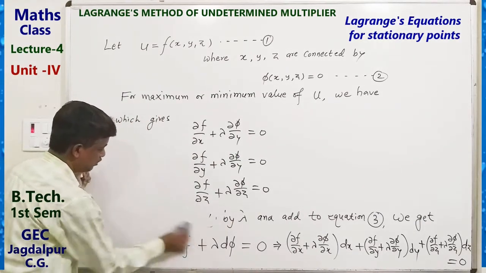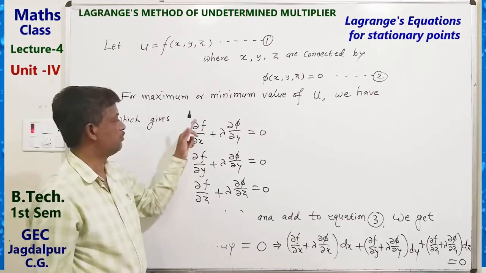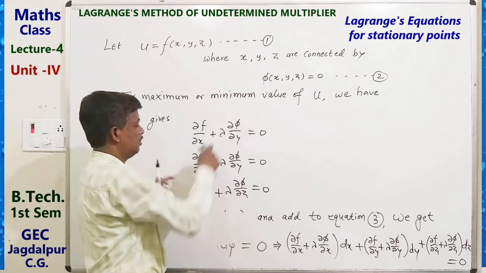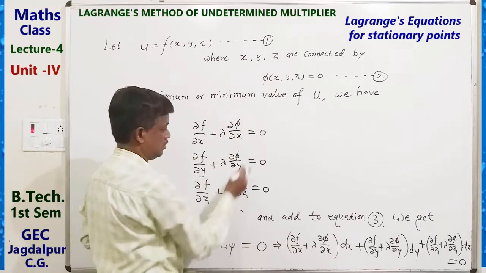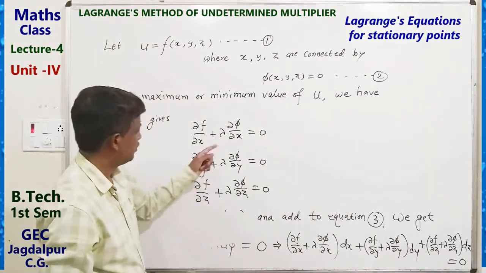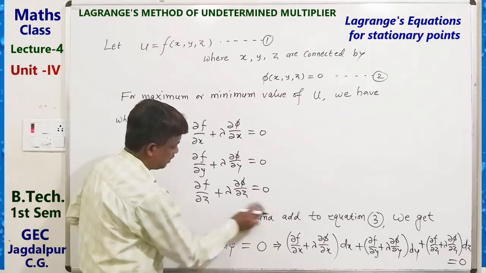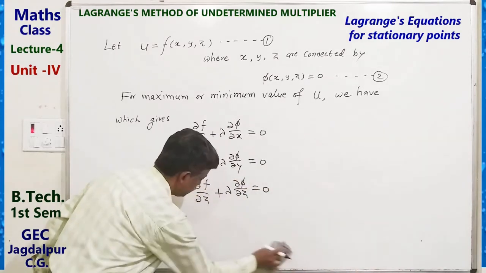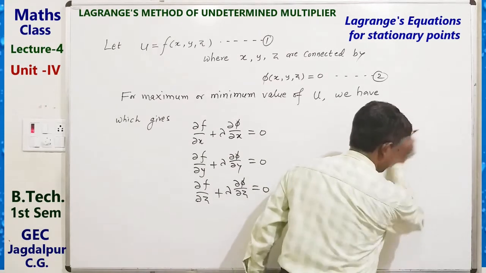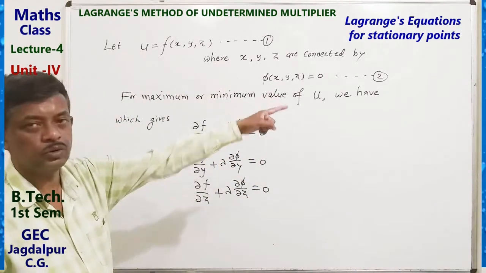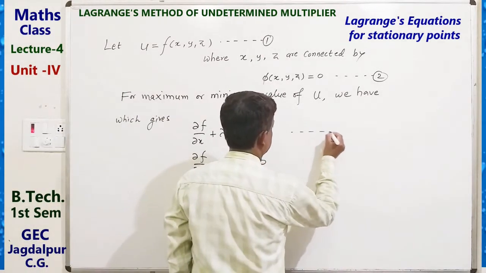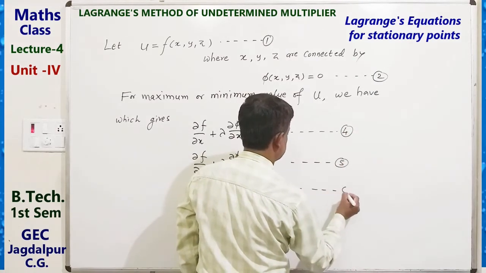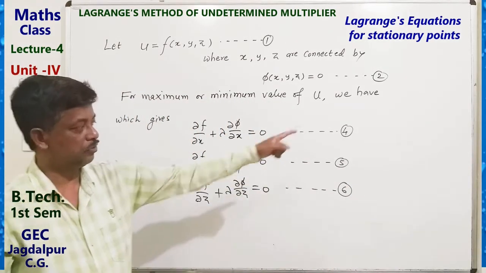Okay. Now these three equations can be solved, because the function is given, so you can find del f by del x, del f by del y, del f by del z, and the phi relation is also given, so you can find del phi by del x, del phi by del y, del phi by del z from the given relation. Okay. By using these three equations, numbered 4, 5, 6. In between, equations 3 and 4 were there.